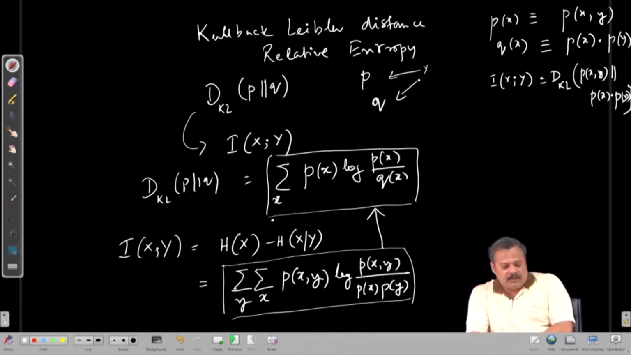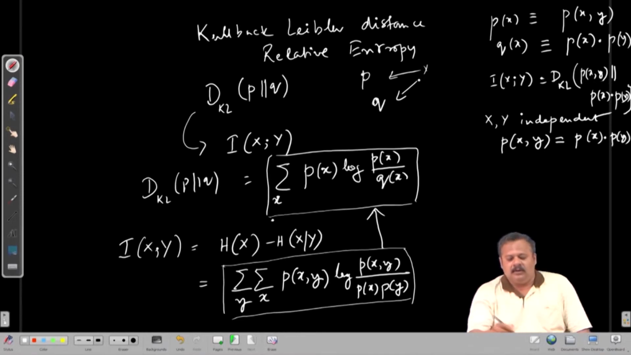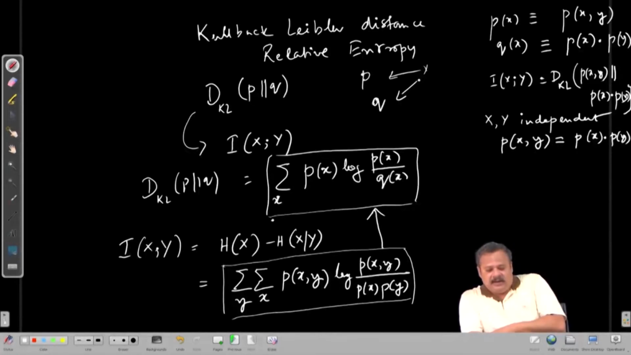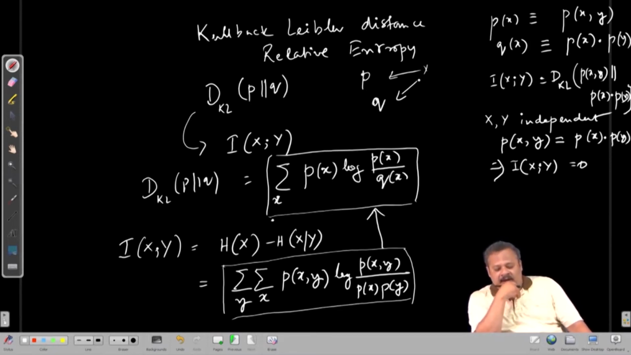So now, an interesting way of looking at mutual information is how different the joint distribution is from the product of the marginals p of x and p of y. Remember that when two random variables x and y are independent, then the joint distribution p of x y is the same as the product of the marginals p of x into p of y. And in that case, as we expect, the mutual information I of X Y is 0. And the more different the joint distribution is from the product of the marginals, the mutual information keeps on increasing.